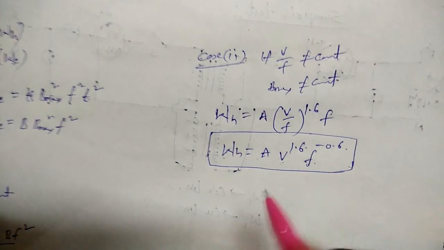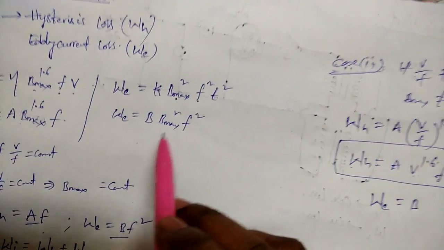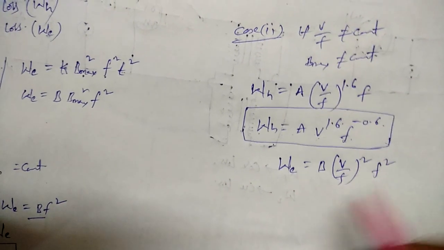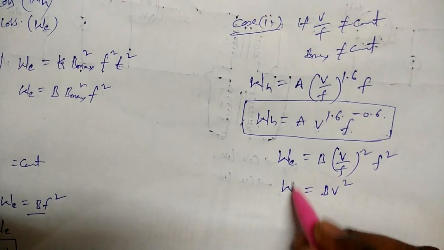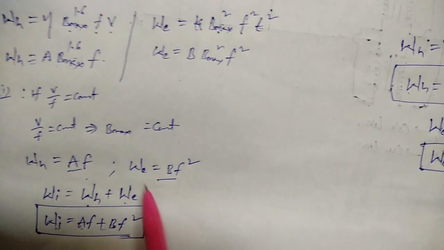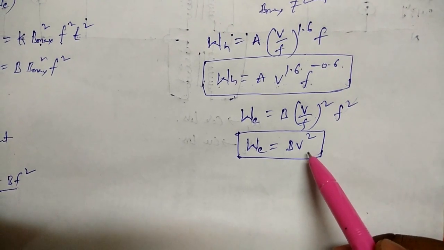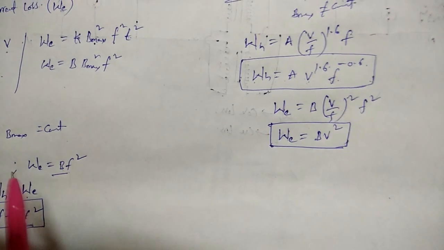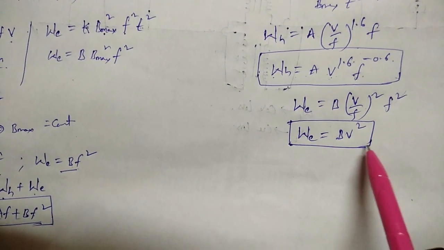Now let us see eddy current loss. Eddy current loss is equal to B into Bmax square, and in place of Bmax we substitute V by F whole square into F square. So F square and F square cancel, and you get only B into V square. This is the equation now. If V by F is constant, the eddy current loss is proportional to the square of the frequency. If V by F is not constant, the eddy current loss is proportional to the square of the voltage. See, the equation changes drastically. Here it does not depend on the voltage, and there it does not depend on the frequency.